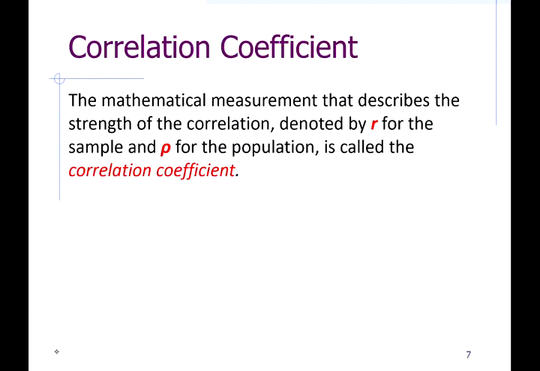Now, the way to quantify this, the descriptive measure to describe how strong that relationship or correlation is, is called the correlation coefficient. Just like the other descriptive statistics we've talked about, there is one symbol for the sample correlation coefficient and one symbol for the population correlation coefficient. Lowercase r is the symbol for the sample correlation coefficient, and the lowercase Greek letter rho is the symbol for the population correlation coefficient.